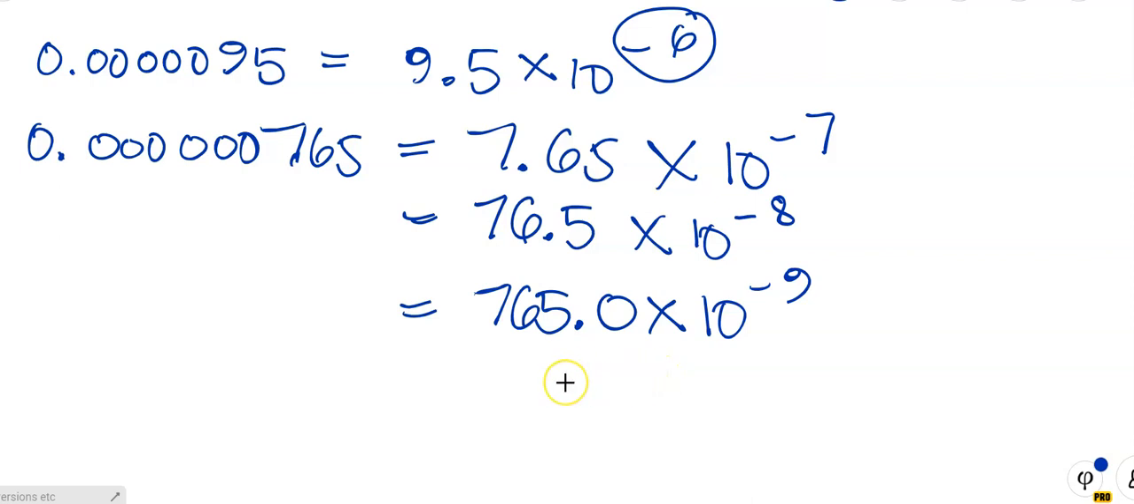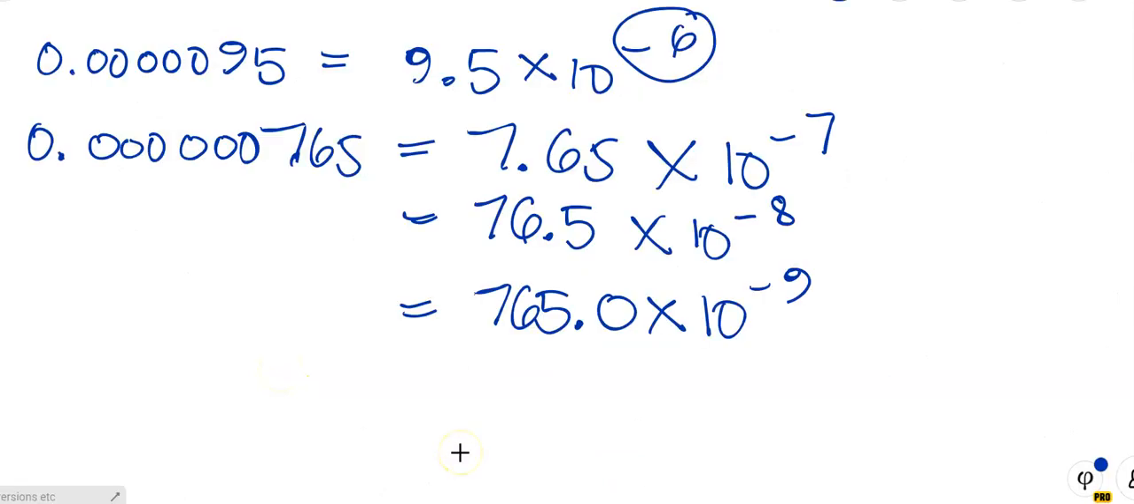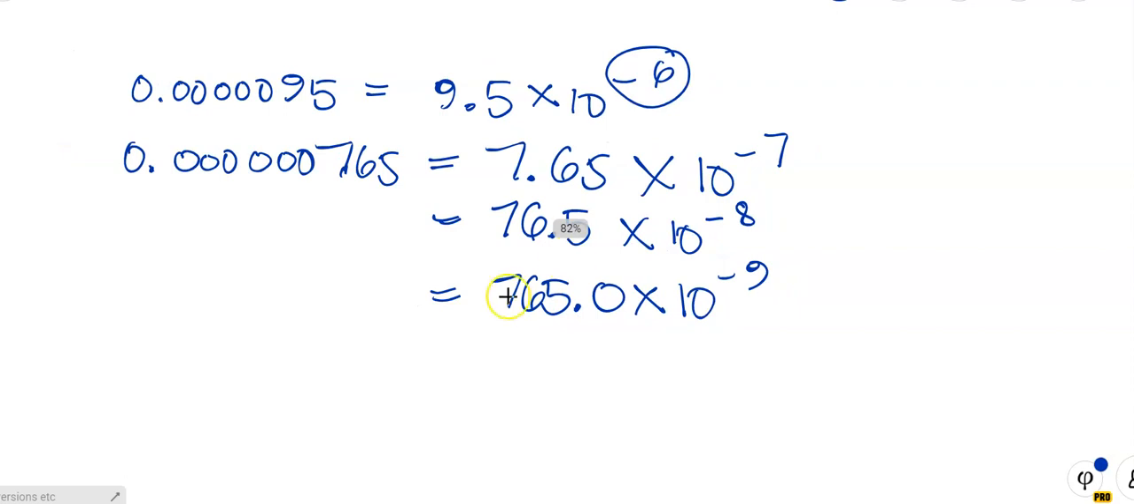Okay. Now I'm going to do one more. Let me go to the next one. Let me take that one there, 0.00024. I'm going to just make this a bit tinier. There we go.